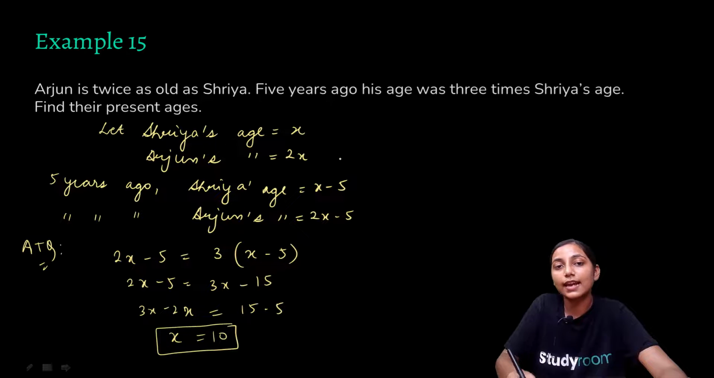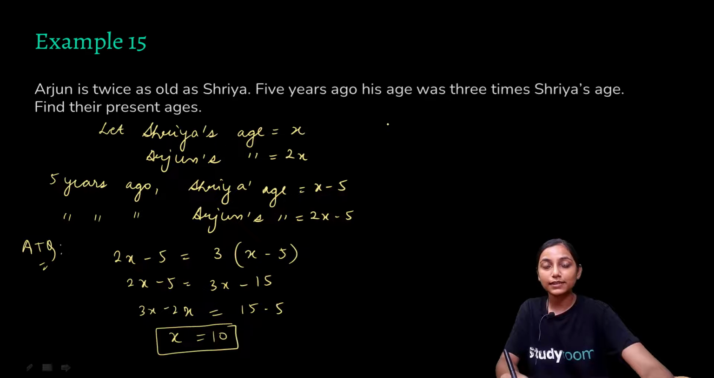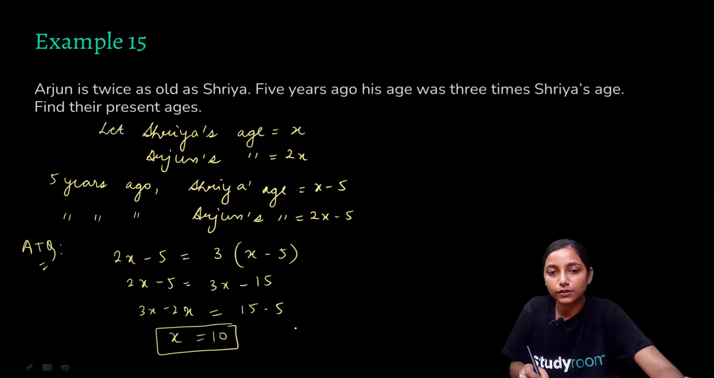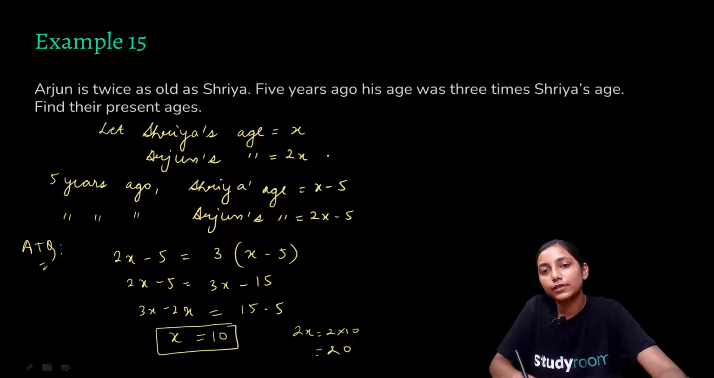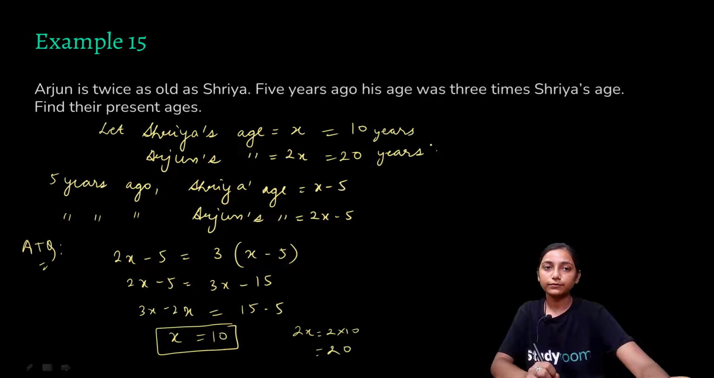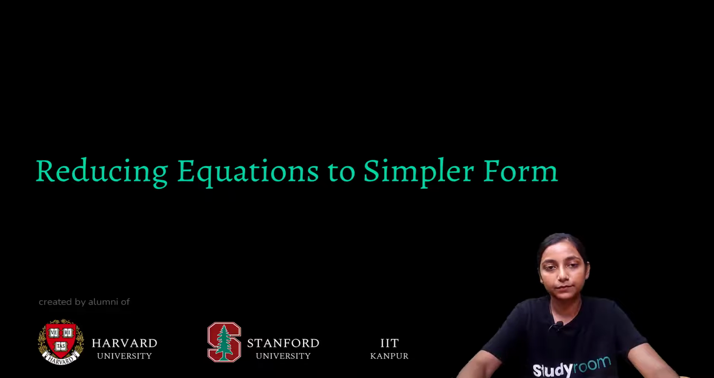So this is x, and x was Shriya's present age. So what is Shriya's present age? Shriya's present age is 10 years. Then what is Arjun's present age? Arjun's present age is 2x, that is 2 into 10, and it is 20 years. So Arjun's age is 20 years while Shriya's age is 10 years. And we found these out. So this is how we solve these examples.